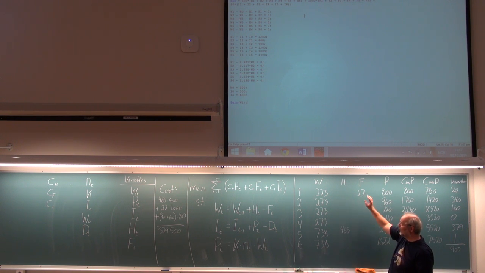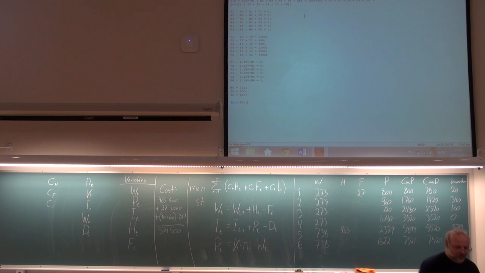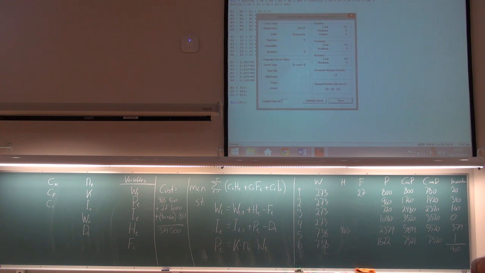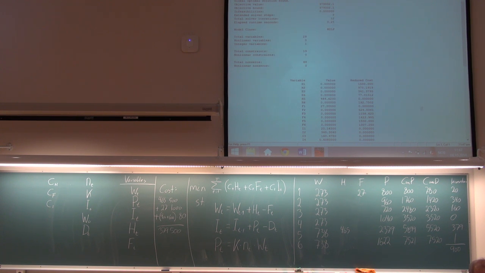We remember that the LP solution was a fractional number. And then we can see how this affects the solution found here. We will get a slightly higher objective value, 379,332.1. And we can see here that now in W1, the value is 273 exactly, which is kept now for period 2, 3, and 4. But then in period 5, you will have a fractional value.